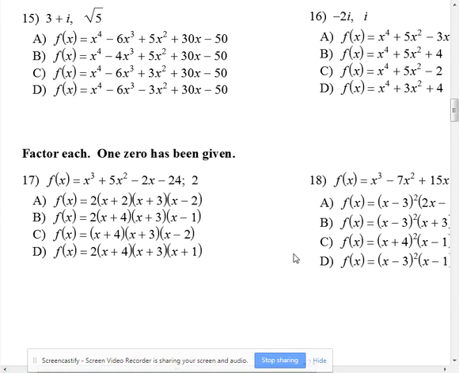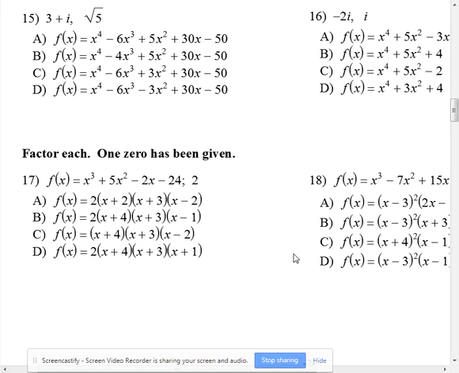17 says factor each, 10 has been given. Okay, so we are trying to factor this polynomial, and they tell us what one of the answers is. So I'm going to show you how to take care of this on the calculator, but we're going to be smart about it before we start typing stuff into the calculator.